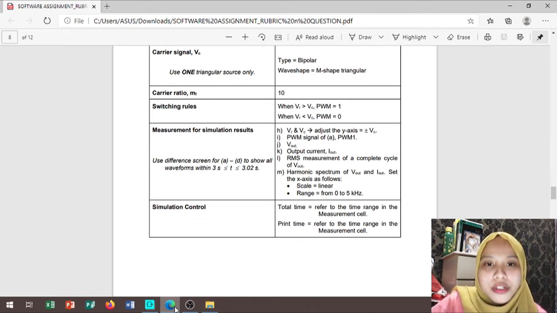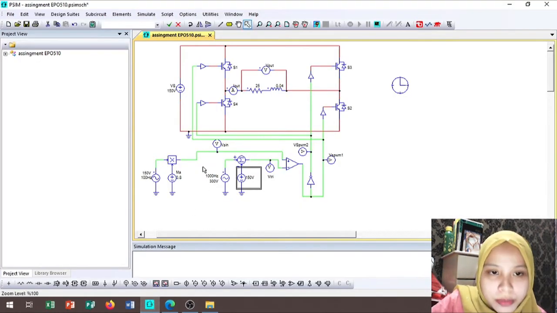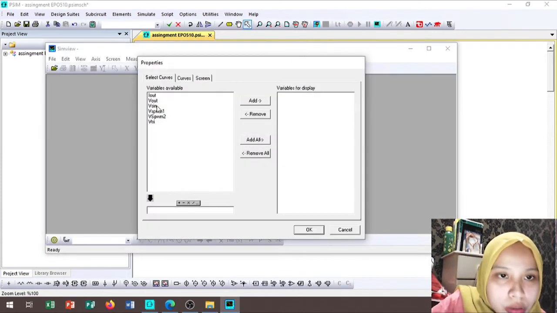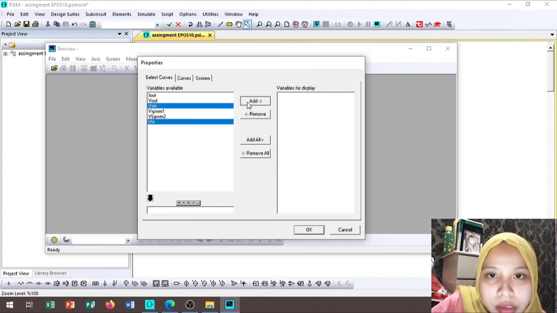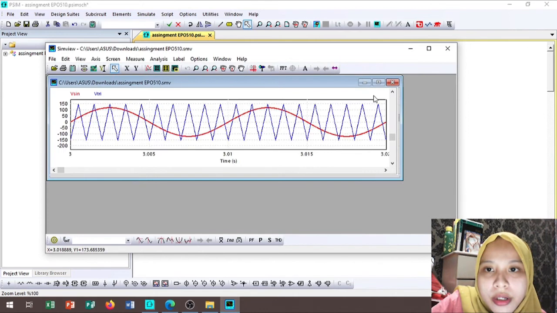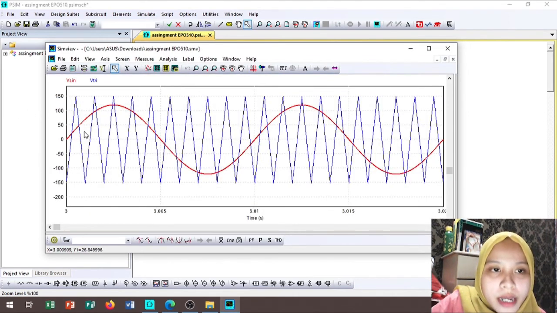So I want to continue to explain the measurement for simulation result, question 1 first. Question 1 here wants us to see the positive and negative cycle of VC. Basically VR is equal to V sine and VC, the carrier signal, is equal to V triangular. So have a look at what we get for the result. This is the result that we get for the reference signal and carrier signal.